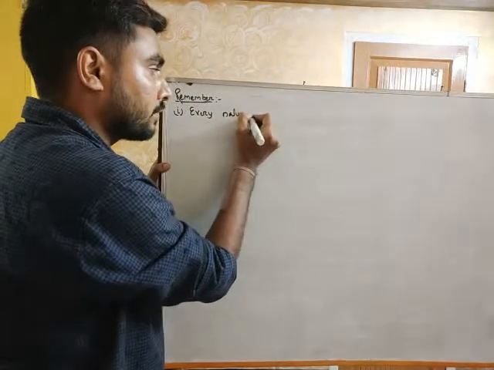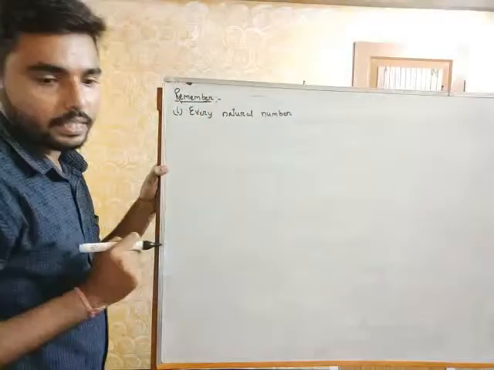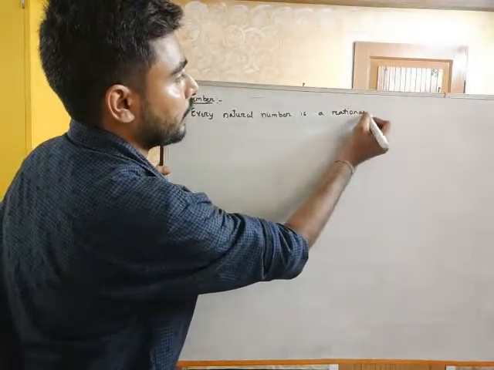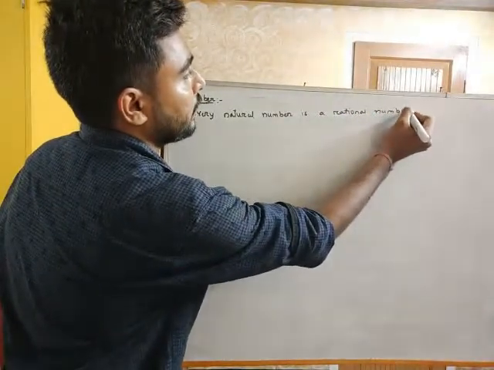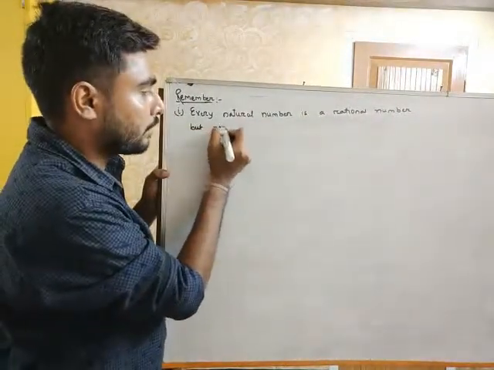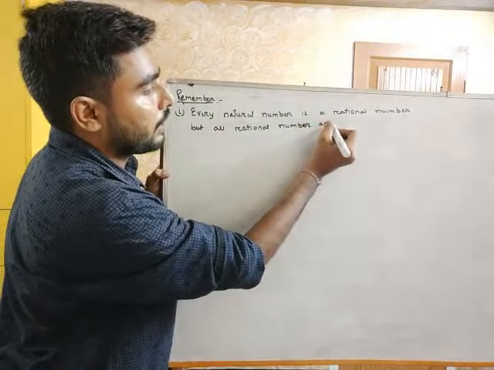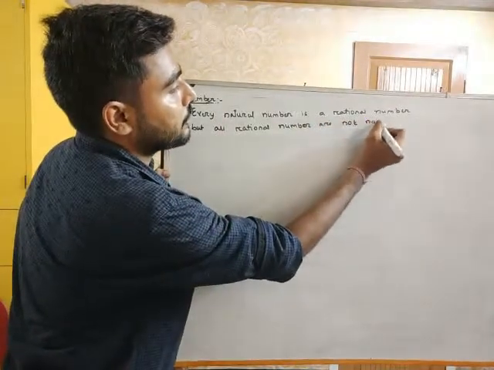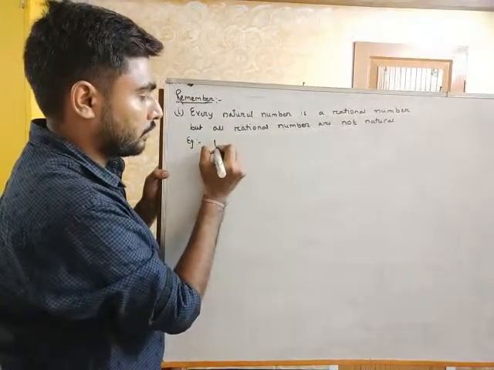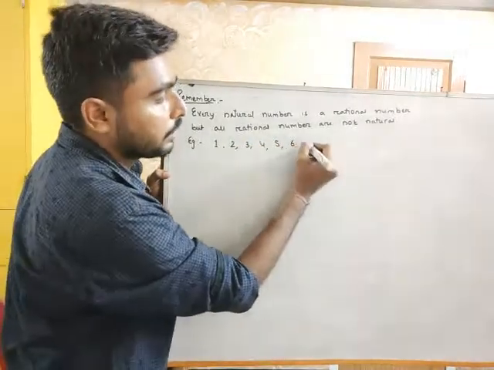Every natural number is a rational number. That means all natural numbers are rational numbers, but all rational numbers are not natural. Example like: 1 is a natural number, 2 is a natural number, 3 is a natural number, 5 is a natural number, and so on.